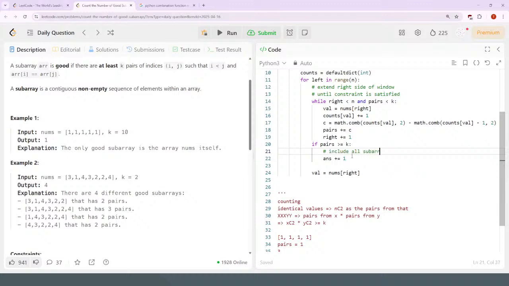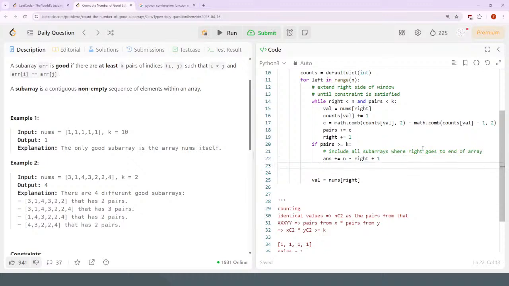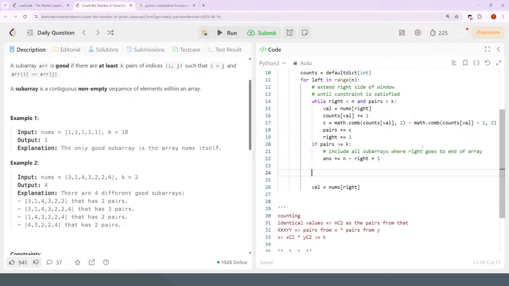So the answer is to include all subarrays to the end where right goes to the end of the array. So here the right would be at 5. At this point right is 5. So that would be n minus right plus 1, I think. 5 minus 5 plus 1. And then, okay, at that point, you're done with that window.